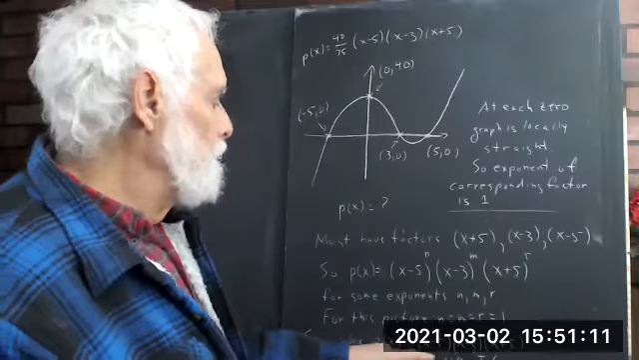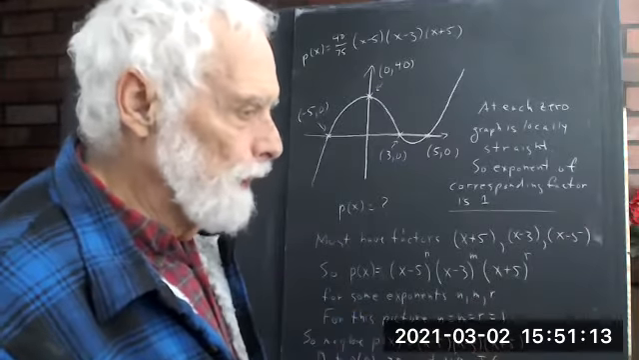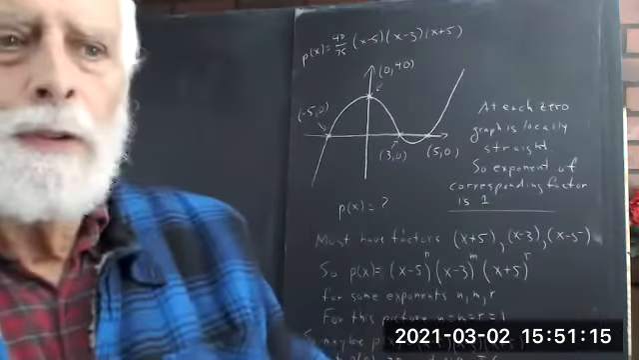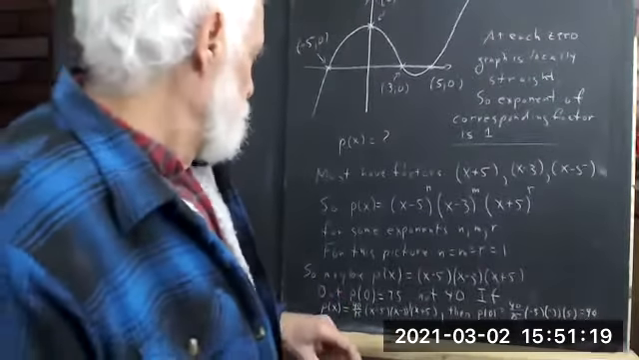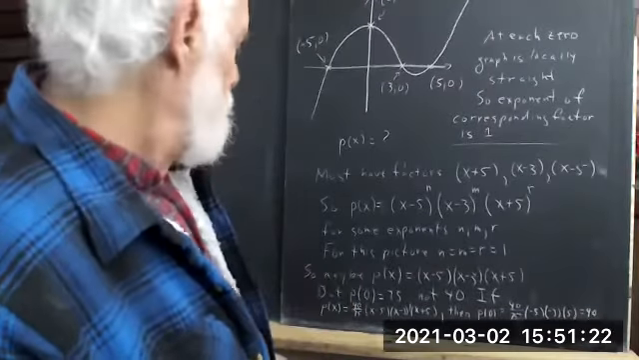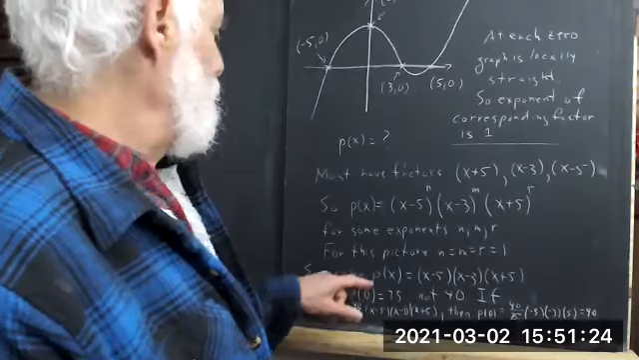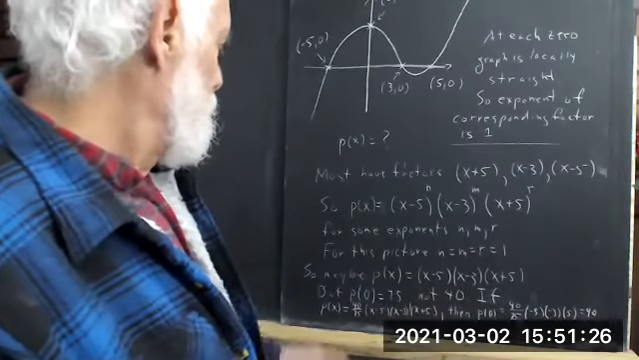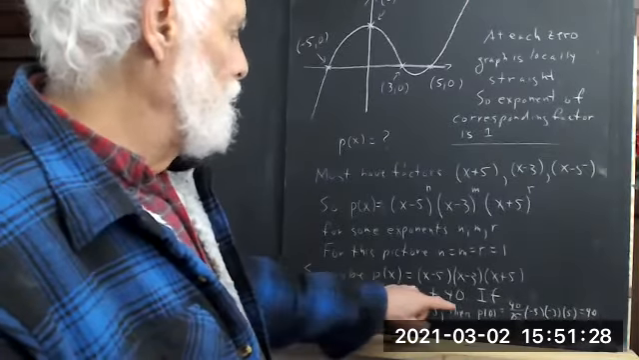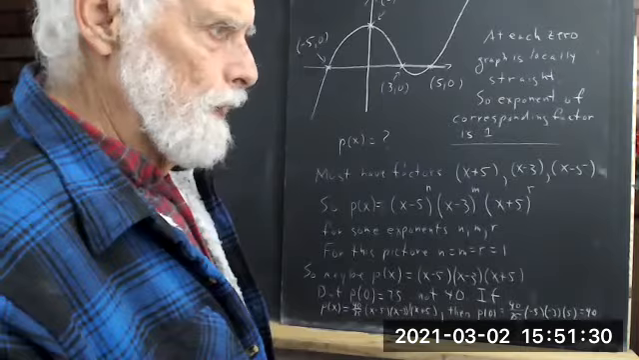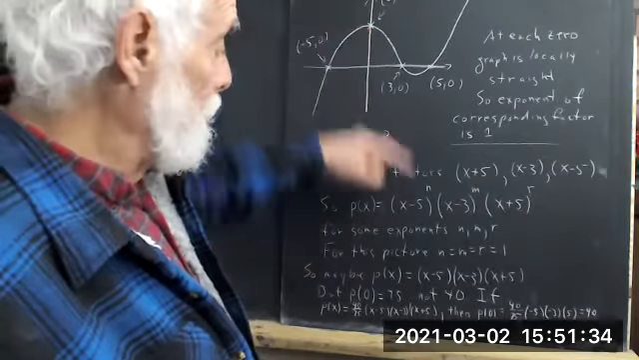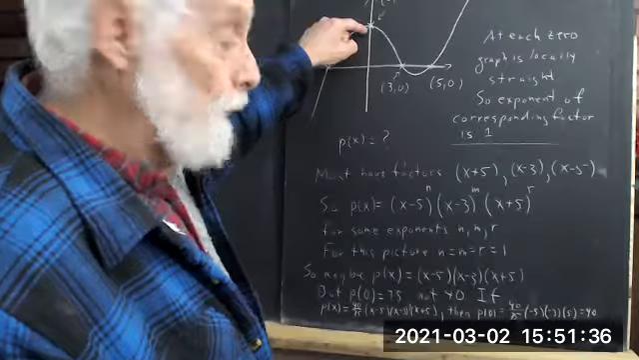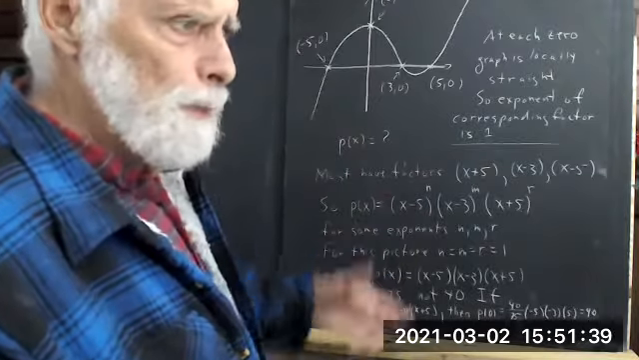So maybe p of x is x minus 5 times x minus 3 times x plus 5, but it turns out it's not quite so. We can check that. If it has this, p of 0 would be 75, not 40. Okay? And it has to be 40 because that's your y-intercept. If x equals 0, you should be getting 40. You're getting 75. That's a little too big.